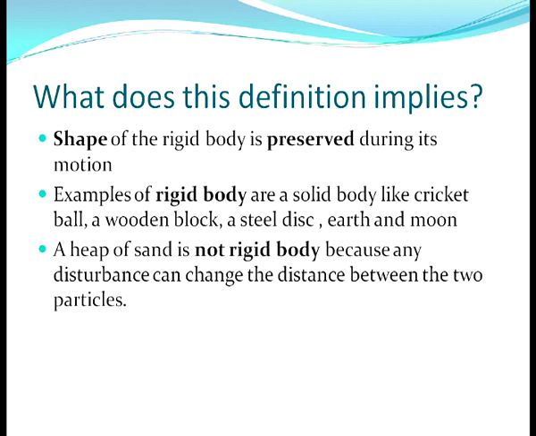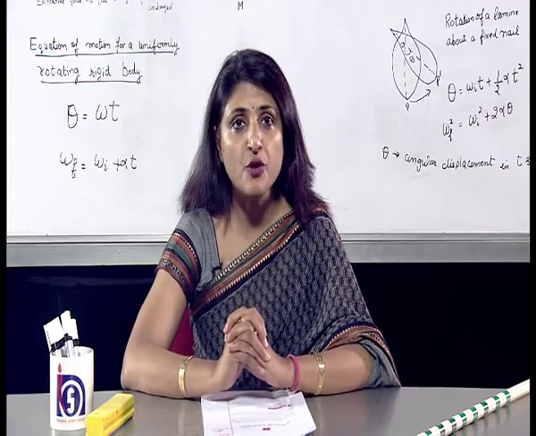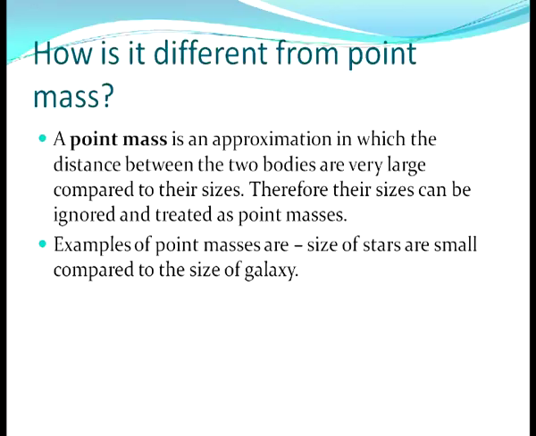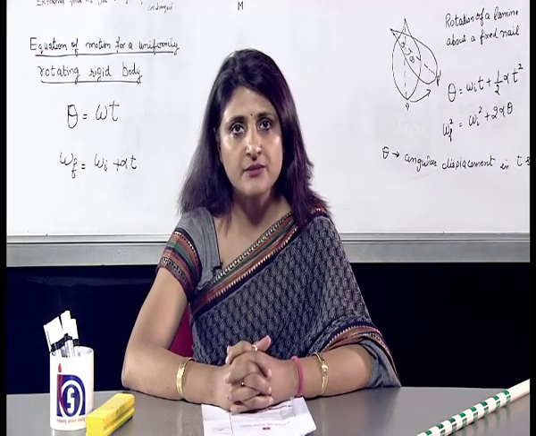Well, the question arises, is a heap of sand a rigid body? We say a heap of sand is not a rigid body because any disturbance can change the distance between the two particles. How is the rigid body different from a point mass? Well, a point mass is an approximation in which the distance between the two bodies is very large compared to their sizes. Therefore, their sizes can be ignored and treated as point masses. An example of point masses is stars, whose sizes are very small compared to the size of a galaxy. Therefore, the stars can be taken as point particles.